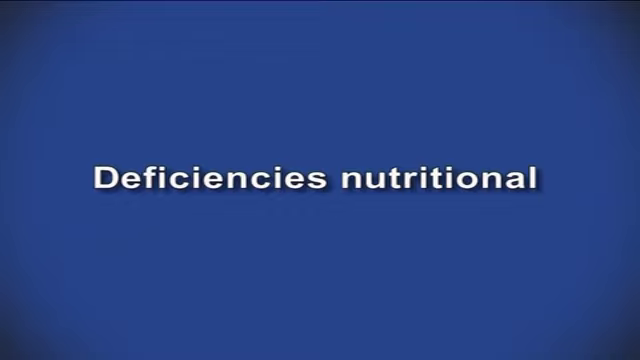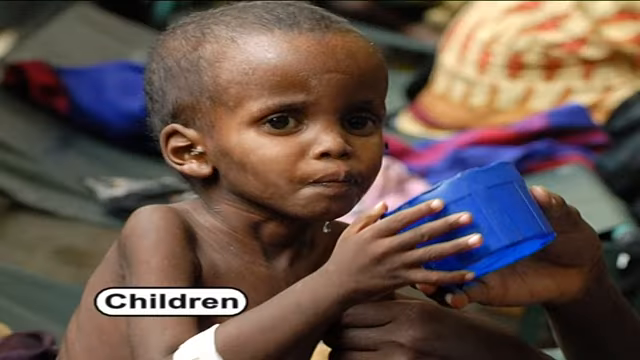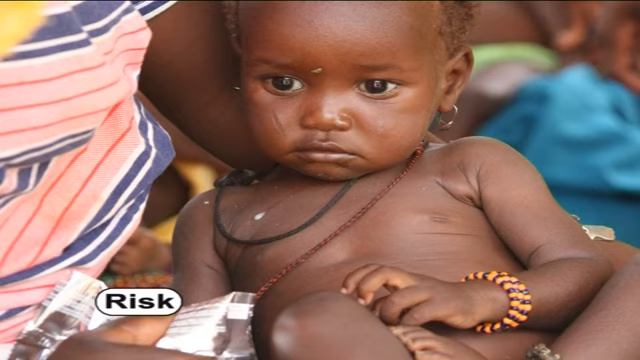Deficiency of nutrients. Nutritional deficiencies, known as malnutrition, are the result of our body not getting enough of the nutrients it needs. Children are more at risk for serious complications due to nutritional deficiencies than adults.